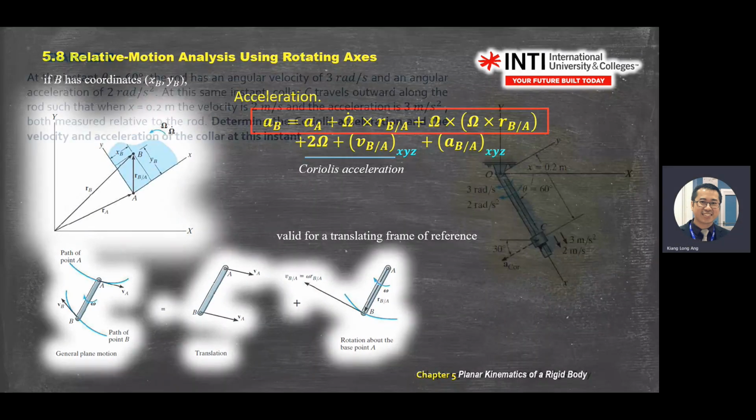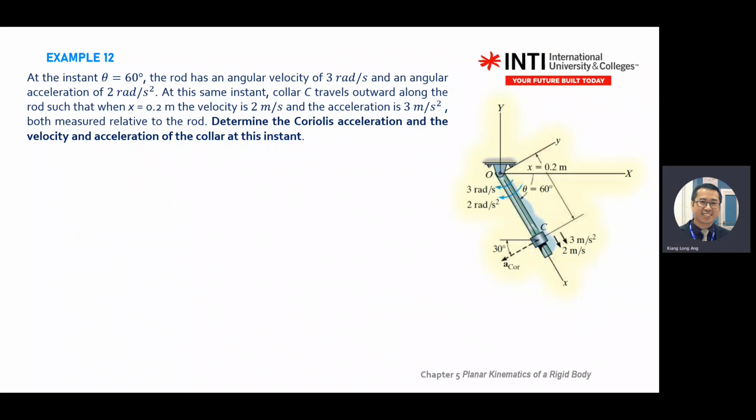And yeah, okay, let's directly look into the example. So you're given an object. Now you have one moving object on the rigid body. You have two objects now.